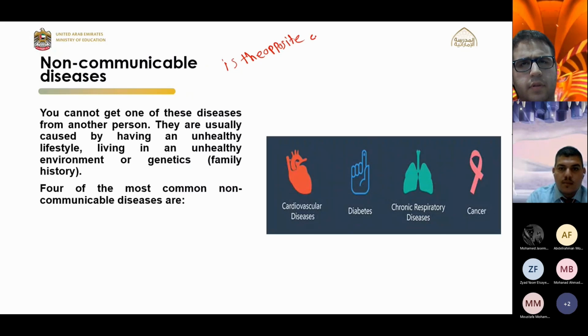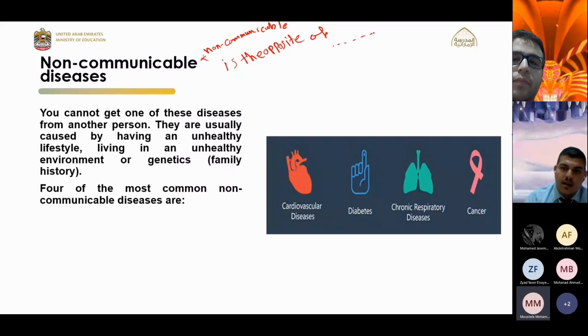Who can answer? Mustafa: non-communicable disease is the opposite of communicable disease, which means you cannot get one of these diseases from another person. They are usually caused by having an unhealthy lifestyle, living in an unhealthy environment, or genetics or family history.